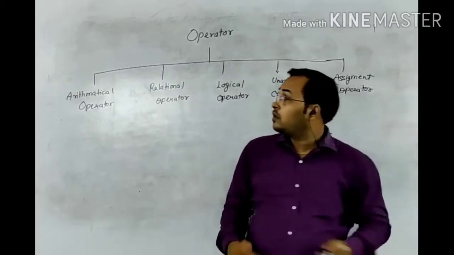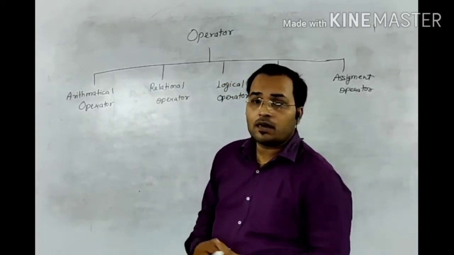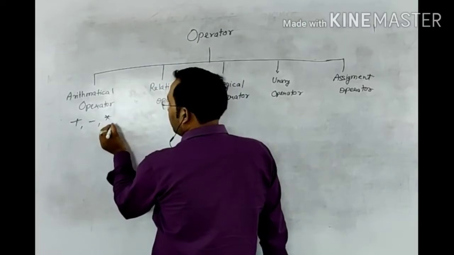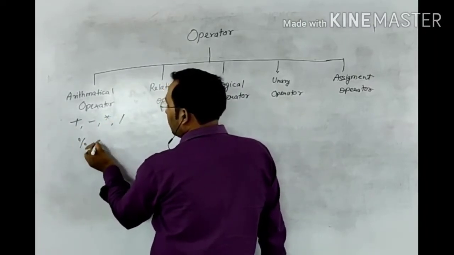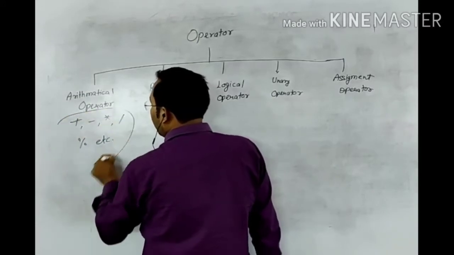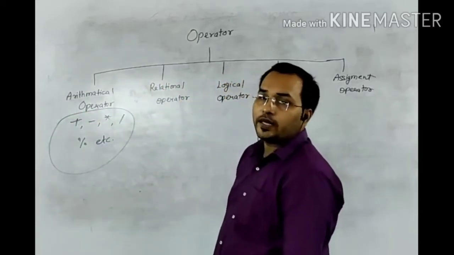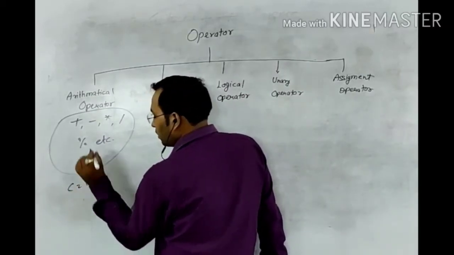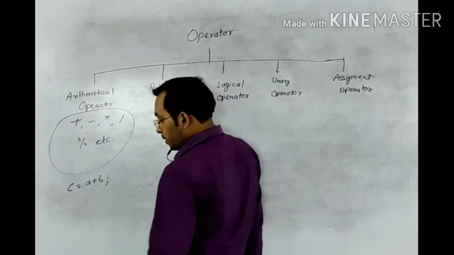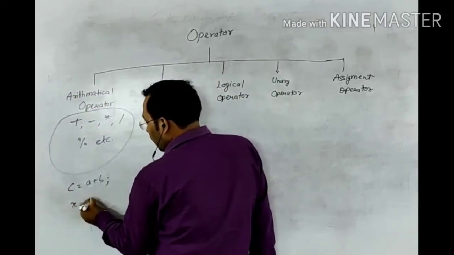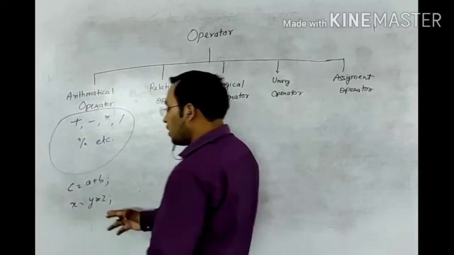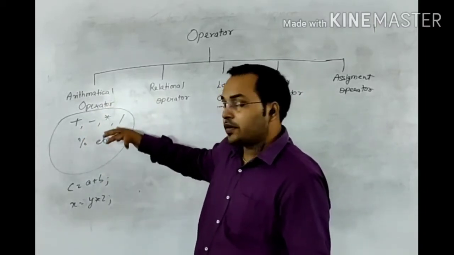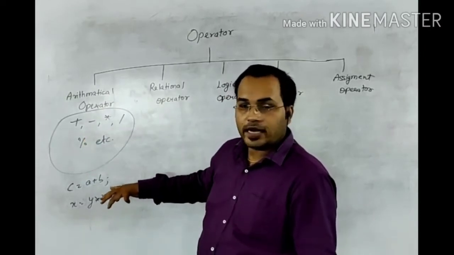In arithmetical operator, that means simple mathematics, like plus, minus, multiplication, division, mod, etc. All mathematical operators come into arithmetical operators. Suppose when you write C equals A plus B, that means you are using an arithmetical operator. X is equal to Y into Z. So this is an arithmetical operator. Wherever we are using arithmetical operators, that means we are using mathematical operators in our program.